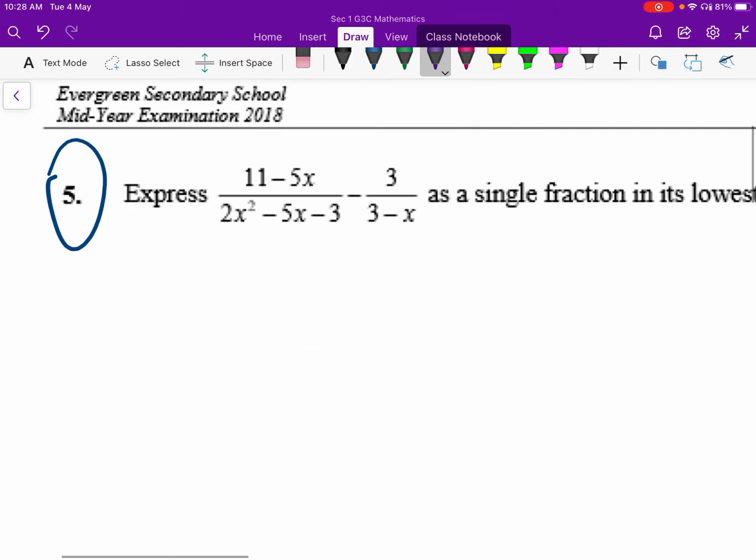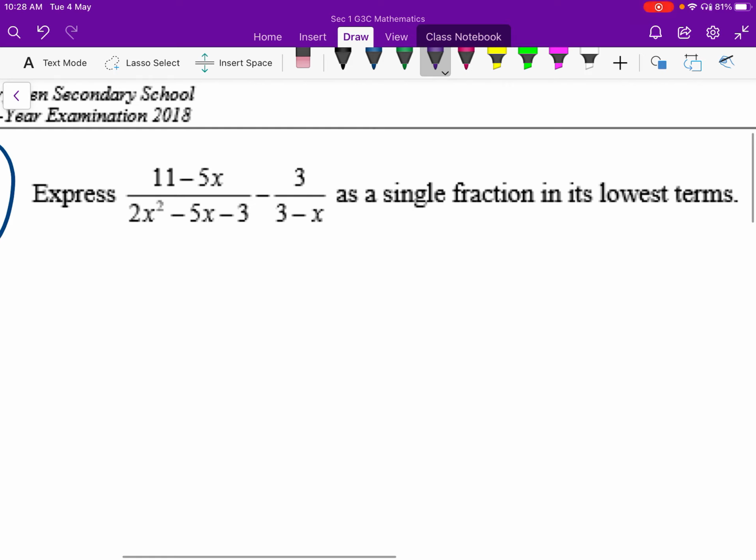Okay, next question I'll go through is 5. Express this as a single fraction in lowest term. Back to basics. What do your primary school teachers say about fraction minus fraction? Denominator must be the same. That brings us to Sec 2 work now. We draw a parallel with, for example, 3 over 10 minus 2 over 5. What would you do? Denominator must be the same.